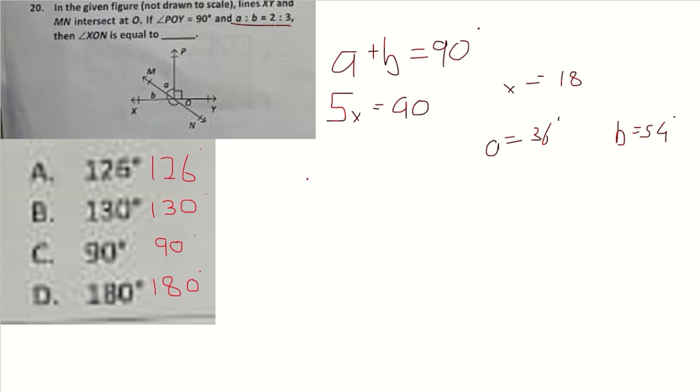Now there are multiple ways to go on from here. The easiest way is taking the line MN. Obviously this whole angle is 180, and so we can say 180 is B plus angle XON, which we have to find. Now B is 54. So XON is 180 minus 54, that is option A, 126.